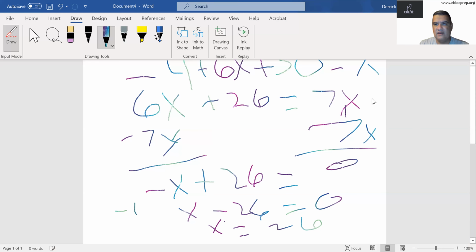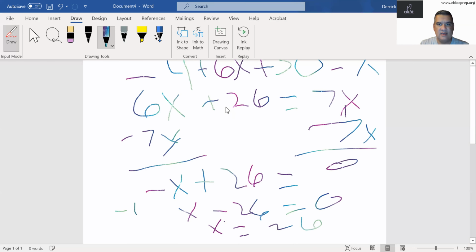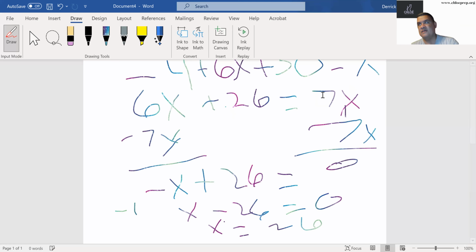X equals 26. And because this is math, we like to double check. So let me get out of this and we can double check that, I think. Technology, but technology doesn't want me to do it. So why don't you try that though? Why don't you go and substitute 26 into the original problem, see if it works out. Like I said, second video I'll do tomorrow.